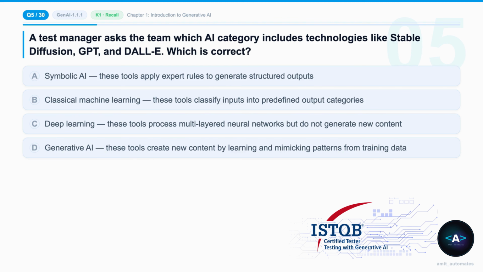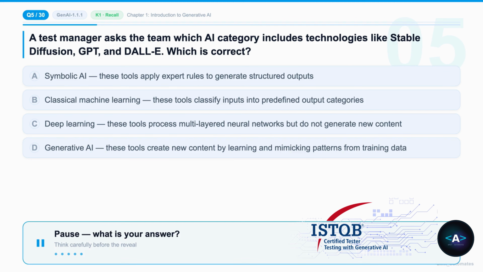B. Classical machine learning. These tools classify inputs into predefined output categories. C. Deep learning. These tools process multilayered neural networks but do not generate new content. D. Generative AI. These tools create new content by learning and mimicking patterns from training data. Take a moment. What is your answer?